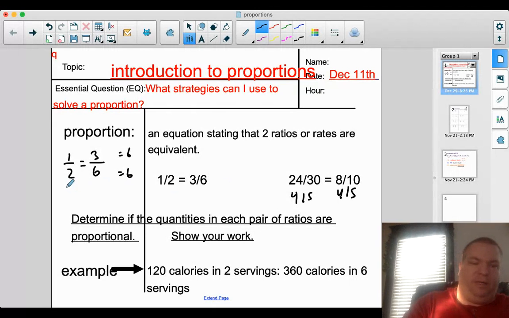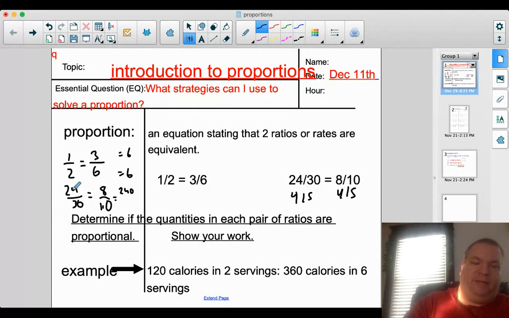24 to 30 and 8 to 10. We know from checking that these ratios are equal. Let's see what happens when we find the cross products. That means when we multiply the numbers on the diagonal. Well, 30 times 8, 3 times 8 is 24. So 30 times 8 is 240.